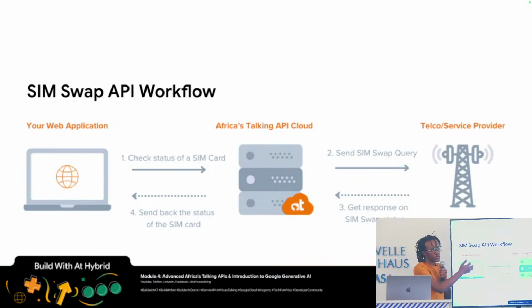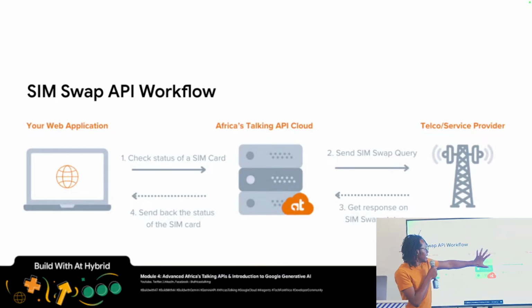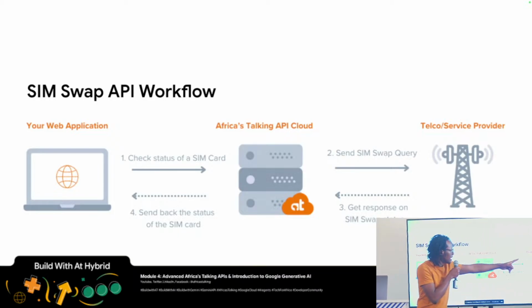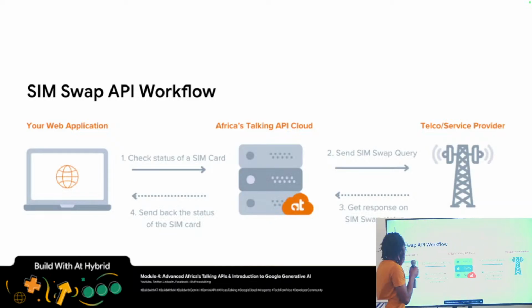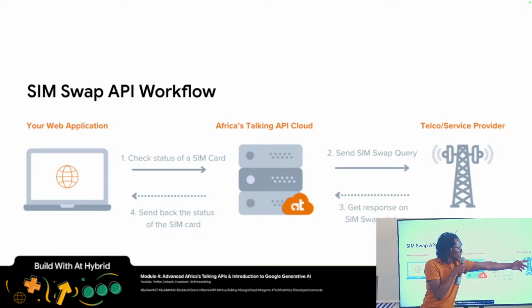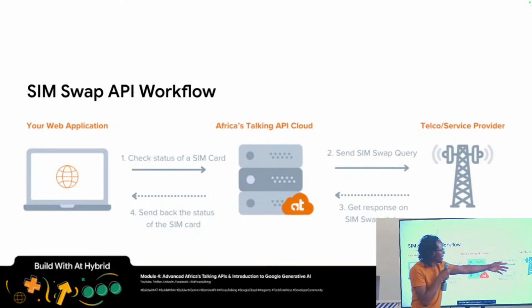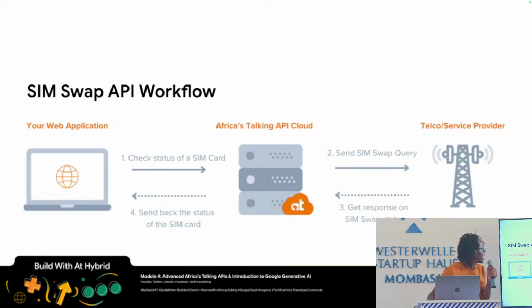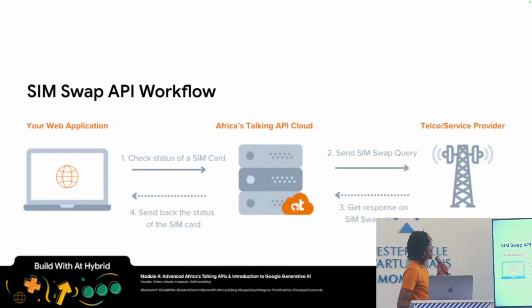On this side exists your application. So this could be your Next.js app. It could be your IoT device. It could be your banking system. Name it. Here in the middle is Africa's Talking API Cloud. And here in the end is the telco, say Safaricom. So say you want to issue out a loan. Before you issue the loan, you first check the telco. And then the telco will respond whether it has happened, and if yes, when it happened.